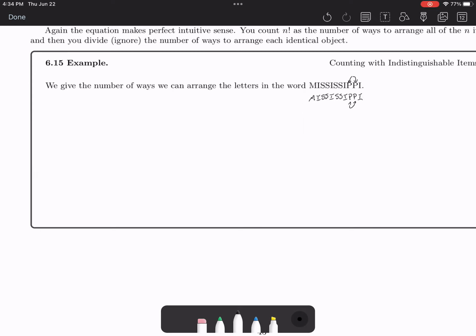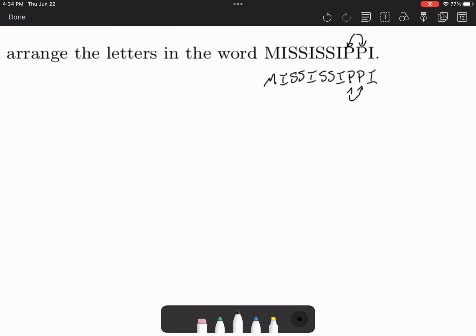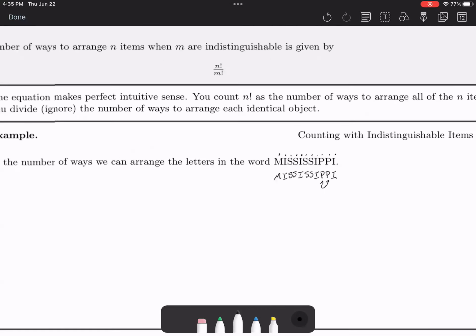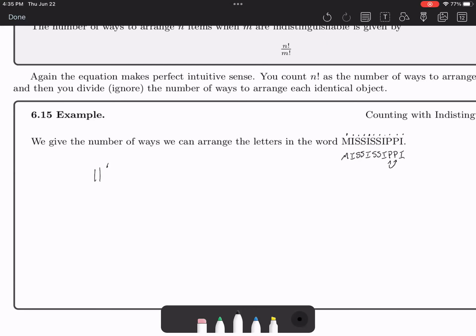Let's count how many characters we have in general. How many letters are here? 1, 2, 3, 4, 5, 6, 7, 8, 9, 10, 11. So when we make our arrangement, there's 11 factorial total ways to arrange the letters in the word Mississippi. But we can't tell the difference between some of those arrangements, right? Here's 2 unique arrangements, but they don't look unique. So we need to ignore or divide by the number of ways to arrange the repeating characters.